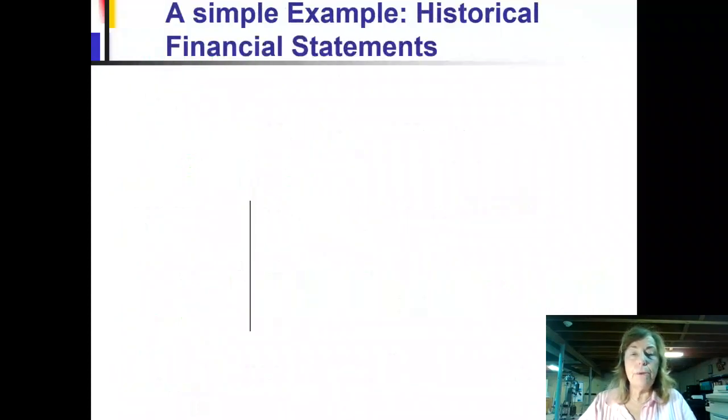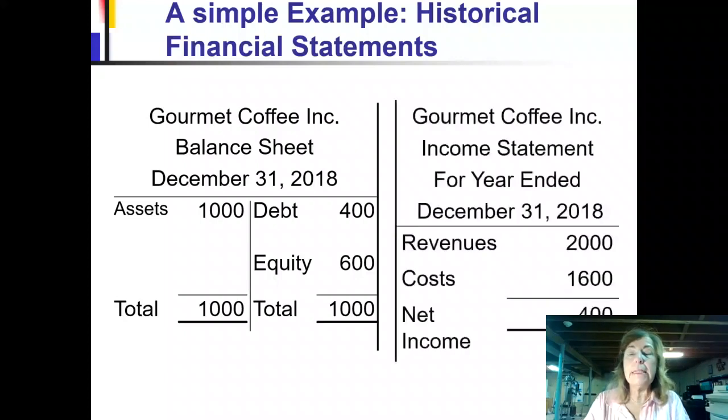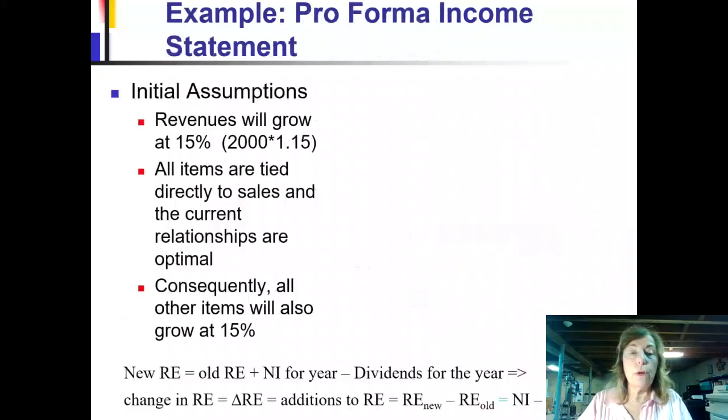So let's look at a simple company, very simple, Gourmet Coffee. As of December 31st, 2018, it had 1,000 in assets, 400 in liabilities, 600 in equity. The balance sheet balanced, and the simple income statement. And notice that the balance sheet is at a date in time. The income statement is for a period of time, in this example, a year ending December 31st. 2,000 in revenue, 1,600 in costs, giving us net income of 400.